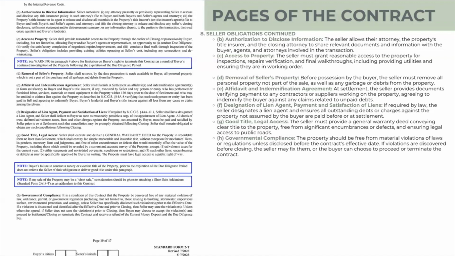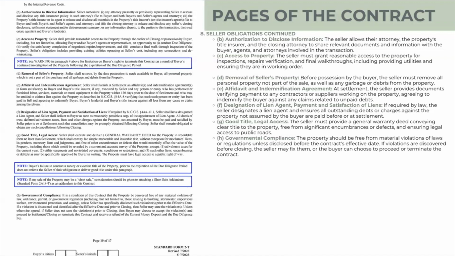Removal of seller's property. Before possession by the buyer, the seller must remove all personal property not part of the sale, as well as any garbage or debris from the property. Affidavit and indemnification agreement. At settlement, the seller provides documents verifying payment to any contractors or suppliers working on the property, agreeing to indemnify the buyer against any claims related to unpaid debts.